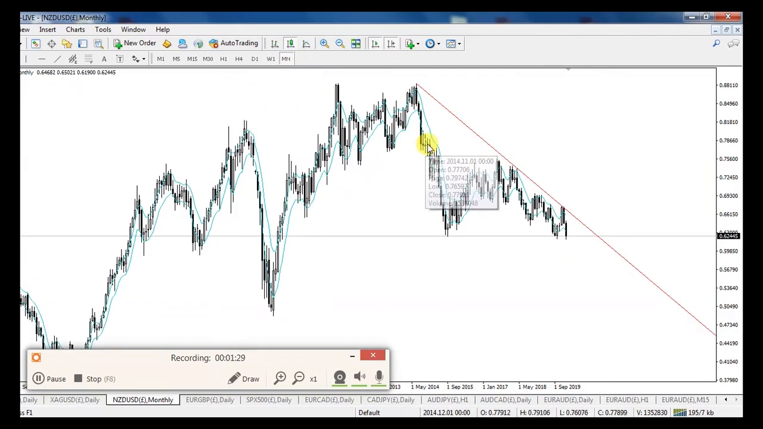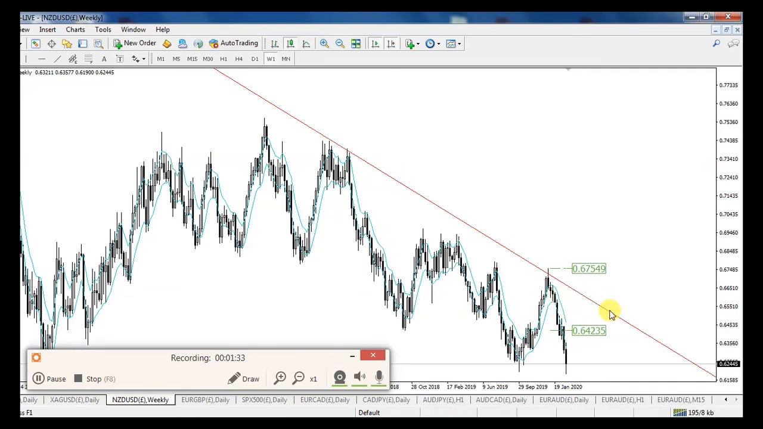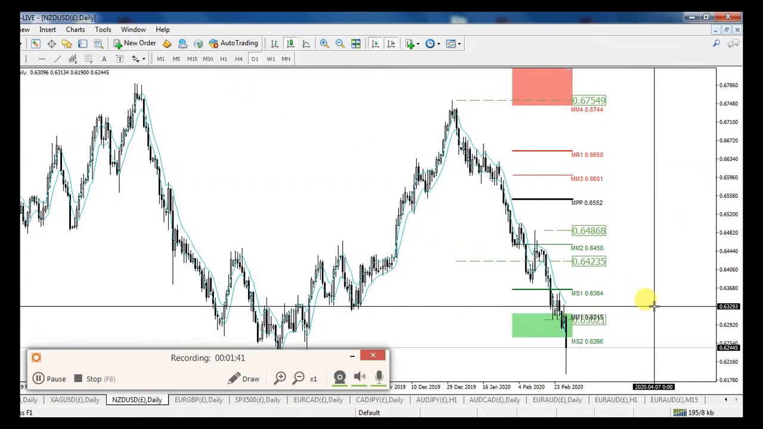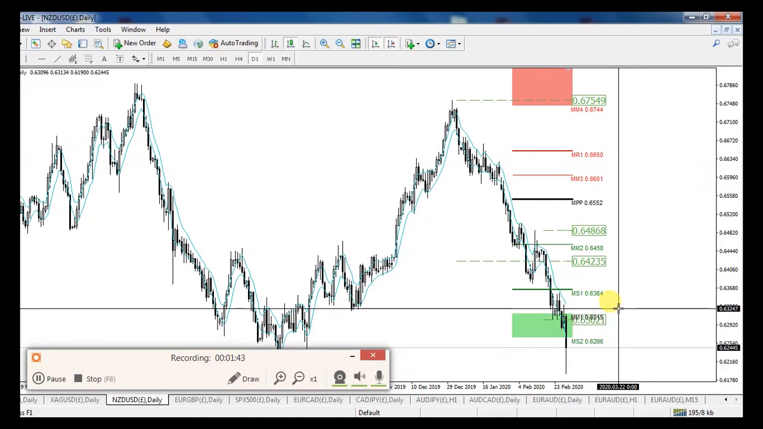That's why I'm waiting. It can also come up to this monthly and weekly trend line, maybe test it or even break it, but for now it looks more to the downside. As the first potential entry, I will be looking at this 0.6300 zone.